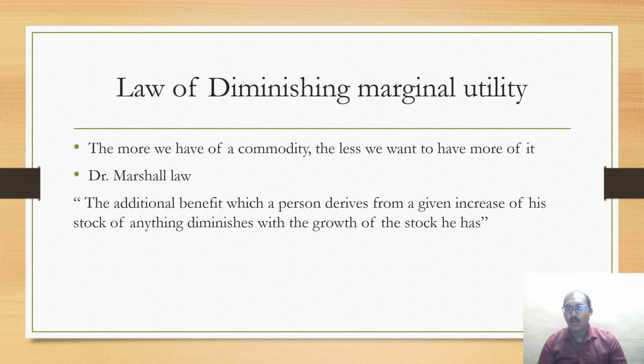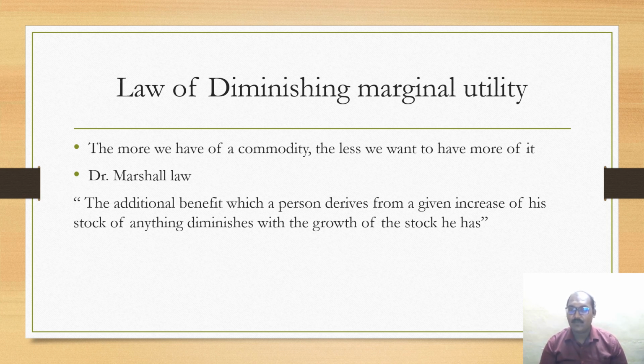So, the law of diminishing marginal utility. The additional benefit which a person derives from a given increase in the stock of anything diminishes with the growth of the stock he has. This is the statement of the law of marginal utility. What it says is that the additional utility value of the product or thing which he has will get reduced.